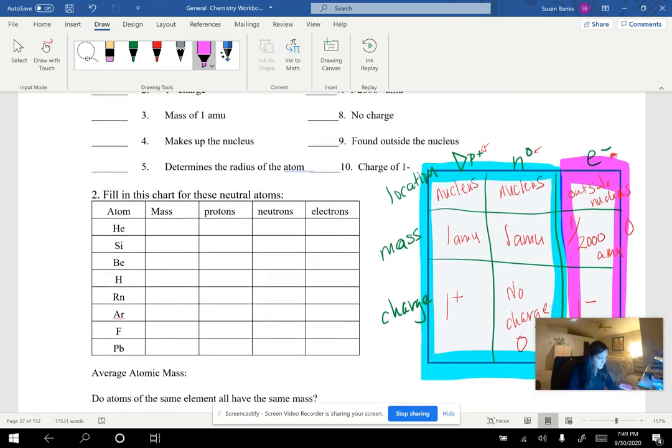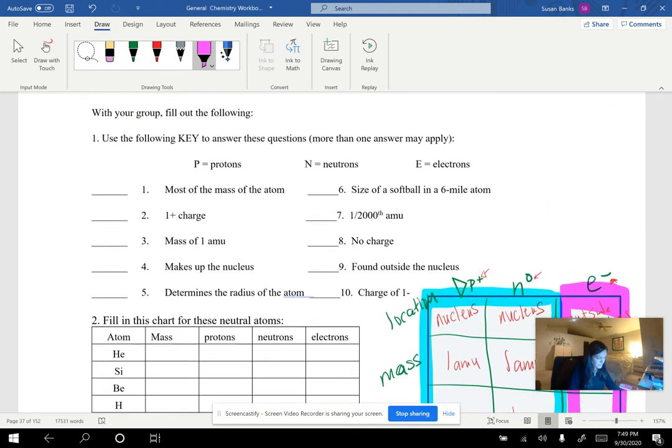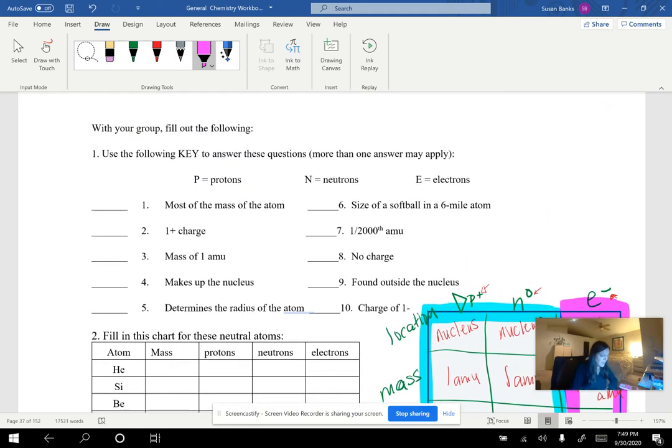So let's take a look at this. I have a key here. I want you to put protons next to things that relate to protons, neutrons, or an N, with things that relate to neutrons, and electrons next to things that relate to electrons in these 10 things. Okay, so stop the video really quick, take a minute and do this, and we'll check in just a minute and we'll see how you do.